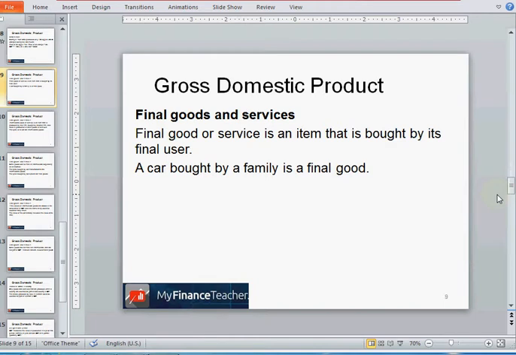Next is the final goods and services. What do we mean by final goods and services? And what other goods and services are there which are not final? Final goods and services are the goods and services that are used by a final consumer. For example, if a family buys a car, then this car is an example of a final good that is used by the family.